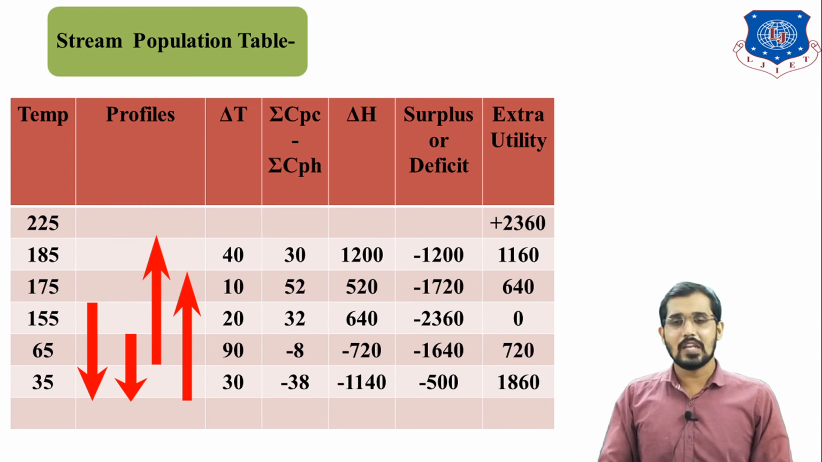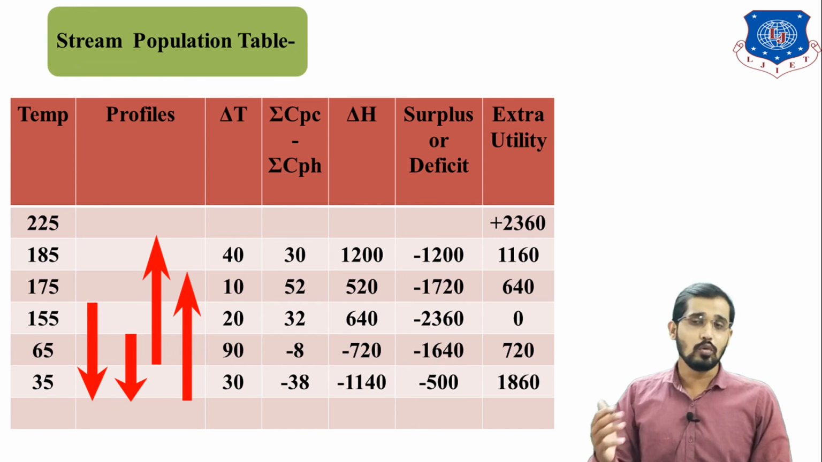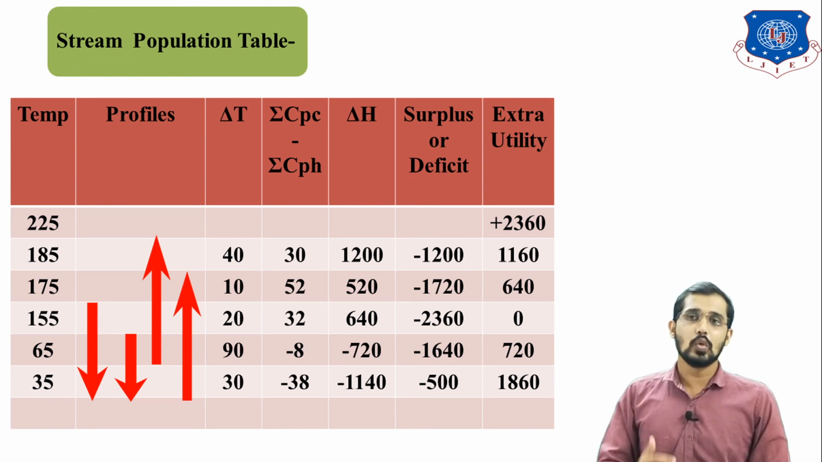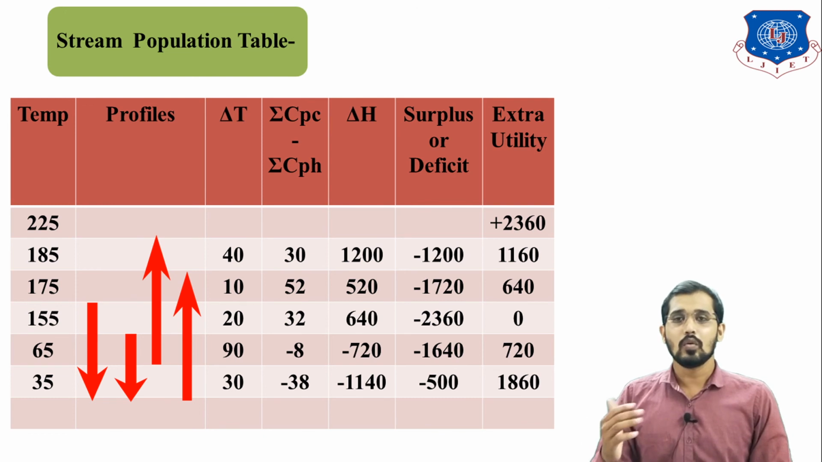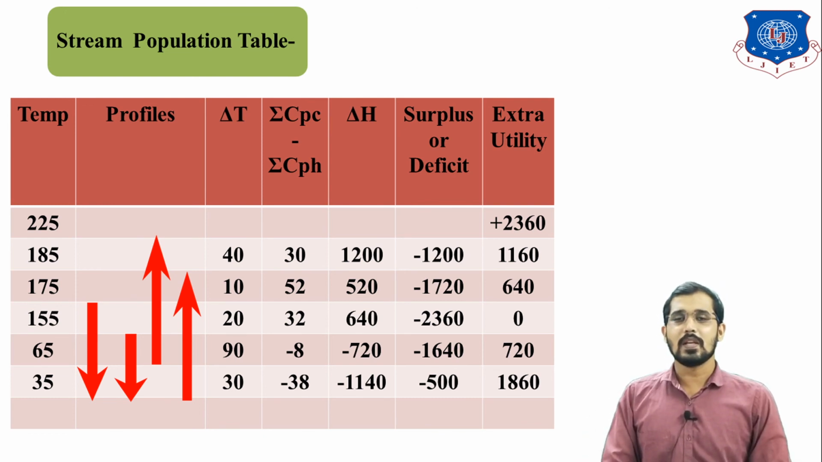In this lecture, I explained the assumptions of the pinch technique. After that, how to solve this numerical, what steps are involved, and what type of answers we can get from this solution. That is the minimum hot utility, minimum cold utility, and the heat flow rate for the cold streams and hot streams. So in this manner we can solve this numerical. This numerical can be asked in your exam for 7 marks.